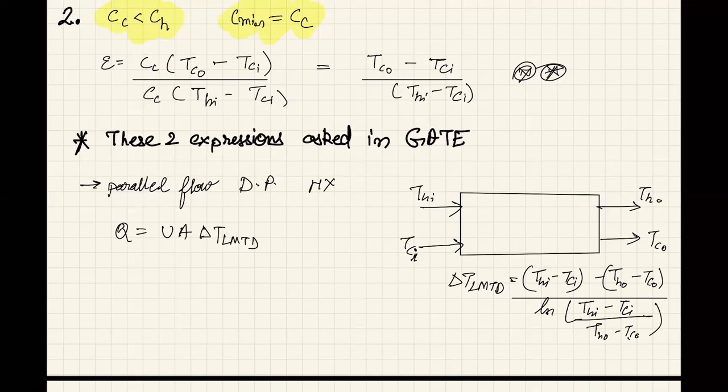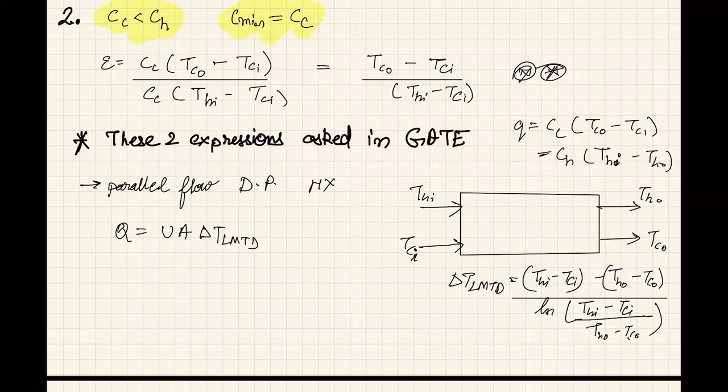Alright, then I can use this particular expression Q is equal to CC times (TCO minus TCI) is equal to CH times (THI minus THO), and use this particular expression to write down the values for THI minus THO and TCO minus TCI in terms of Q, CC and CH.